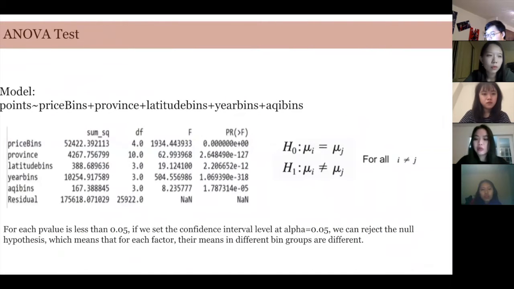To know clearly whether the groupings would affect the change of the average points, an ANOVA test is a good choice. Each p-value is less than 0.05. If we set the confidence level at alpha equals 0.05, the null hypothesis can be rejected, which means that for each factor, their means in different groups are not the same.